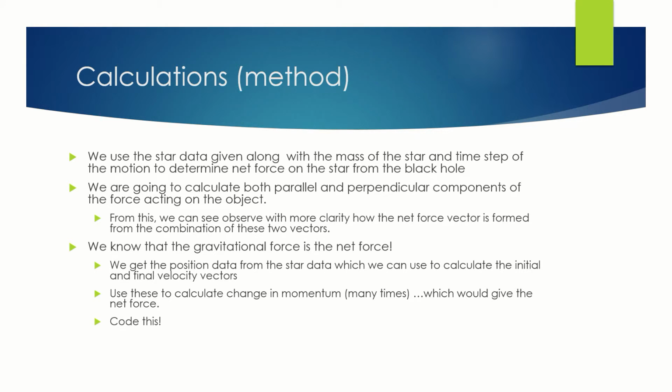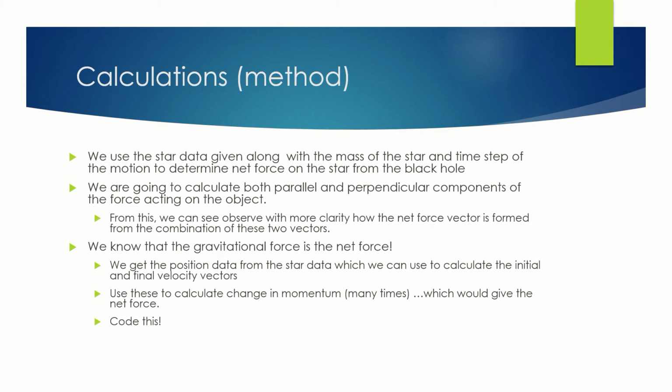So for the calculations, we're going to use the star data as given to us, along with the mass of the star and time step of the motion to determine the net force on the star from the black hole. We're going to calculate both the parallel and perpendicular components of the force acting on the object. From this, we can observe with more clarity how the net force vector is formed from the combination of these two vectors. We know that the gravitational force is the net force.